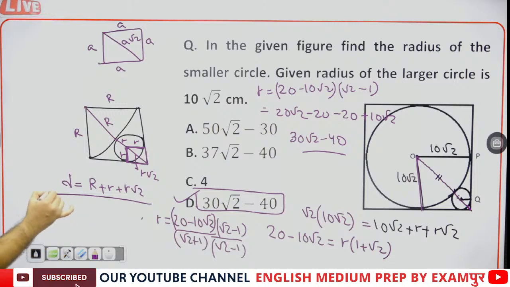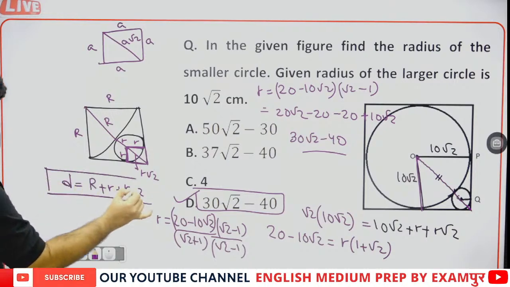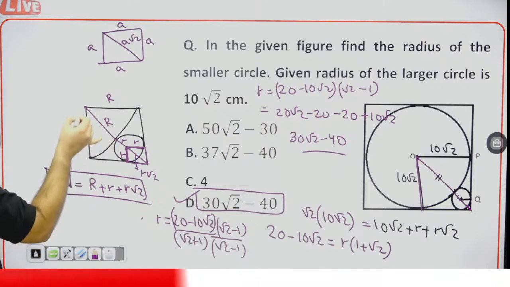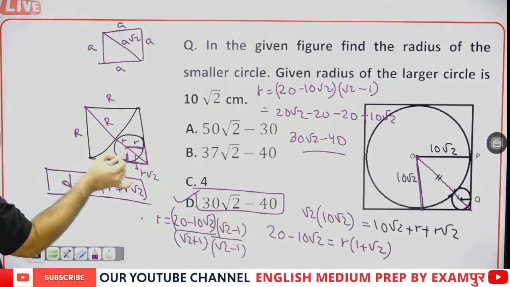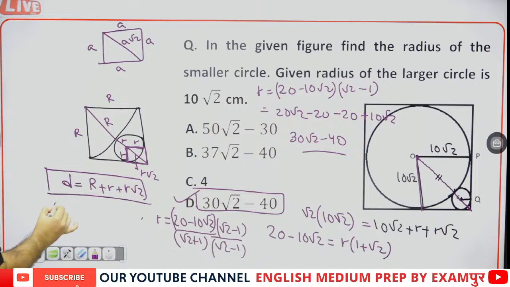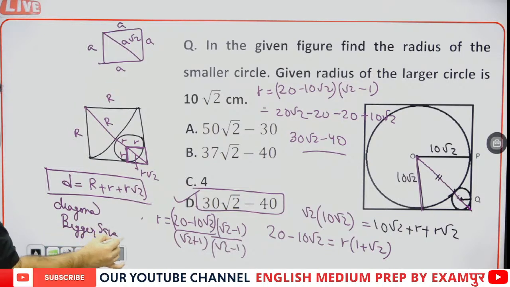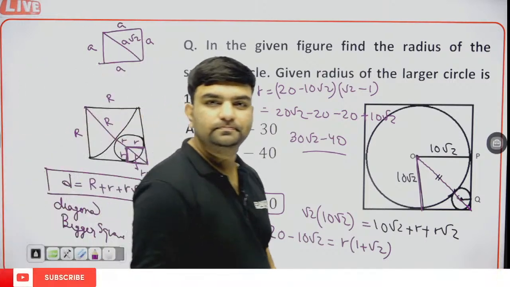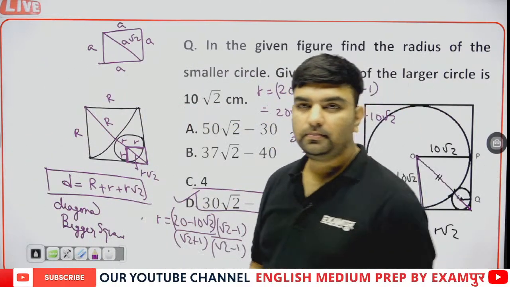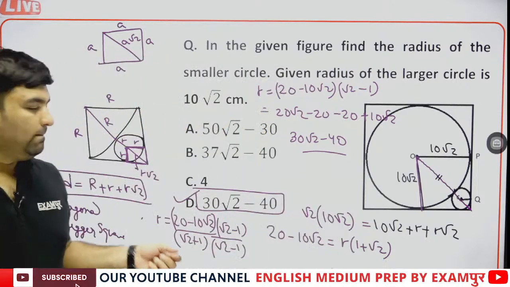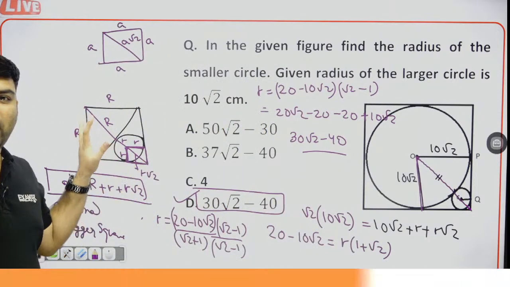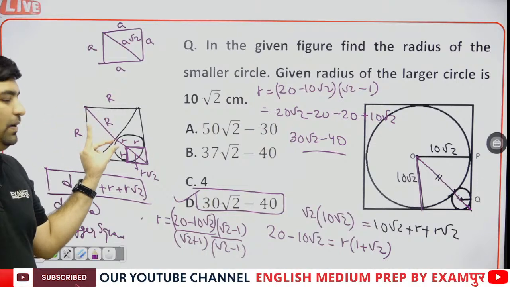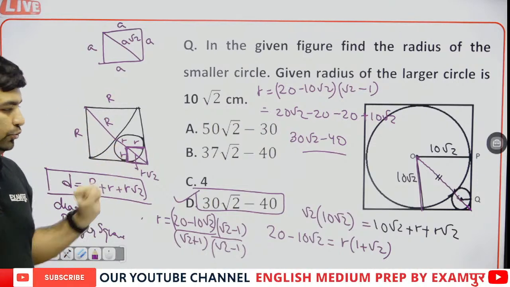Just write down this equation. The diagonal is capital R plus small r plus r root 2. The diagonal of the bigger square is capital R plus small r plus r root 2.